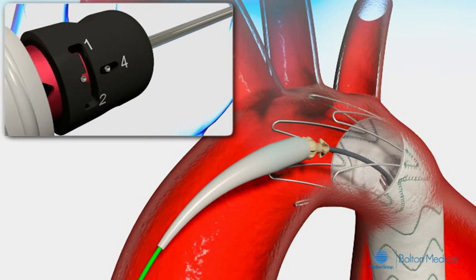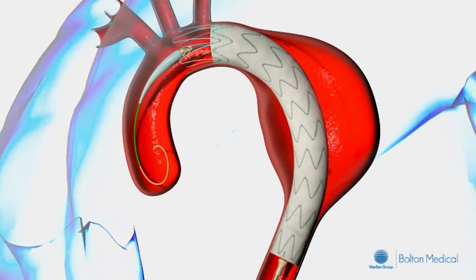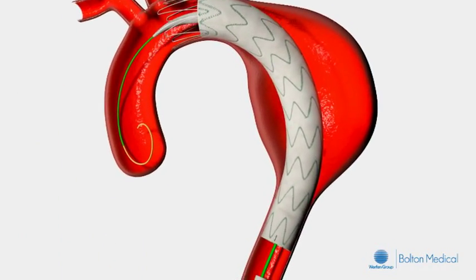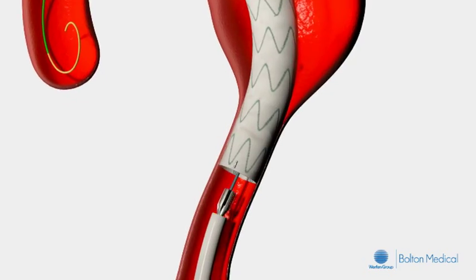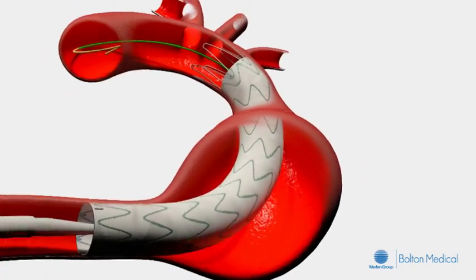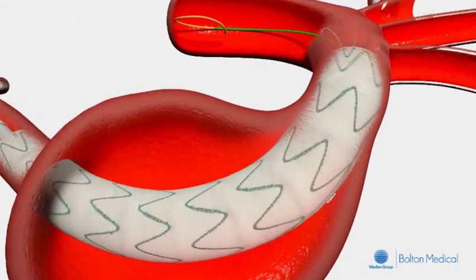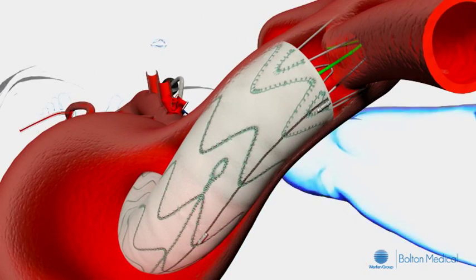Rotate the controller to the 4 position. Then retract the stainless steel rod to reseat the flexible delivery system tip in the outer sheath. Completely remove the delivery system.